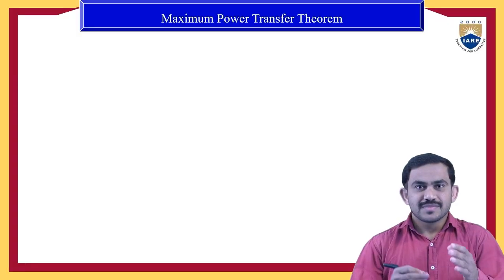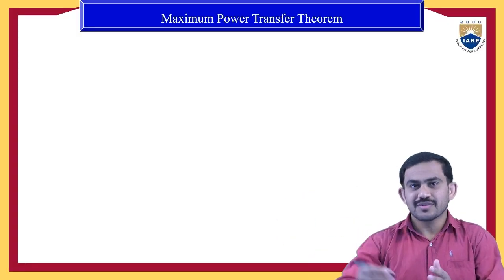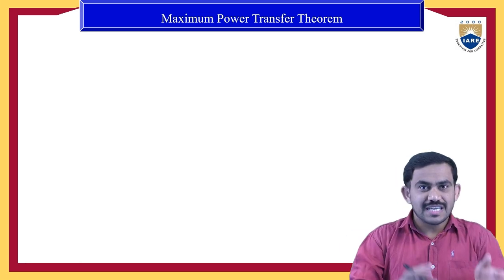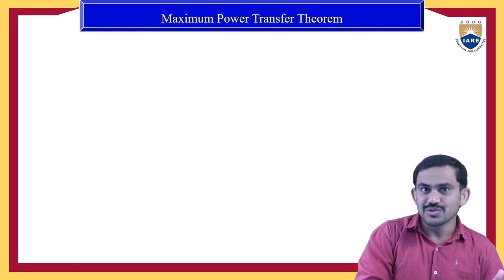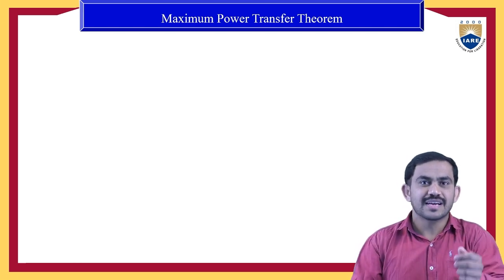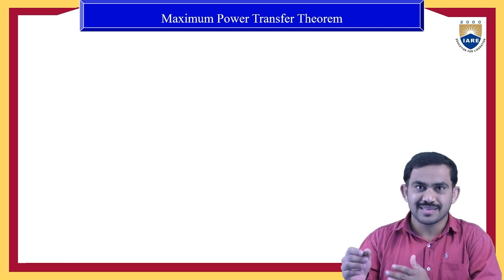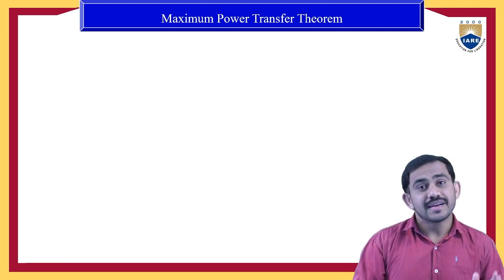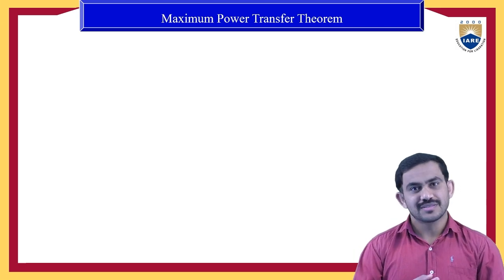In the name maximum power transfer, we need to transfer the maximum power from one place to another place, from source to load. For this we have one condition: when the source resistance is equal to the load resistance, then the maximum power is delivered from source to load. This is the condition for the maximum power transfer theorem.